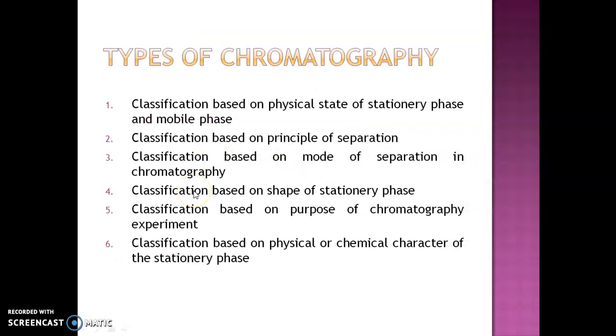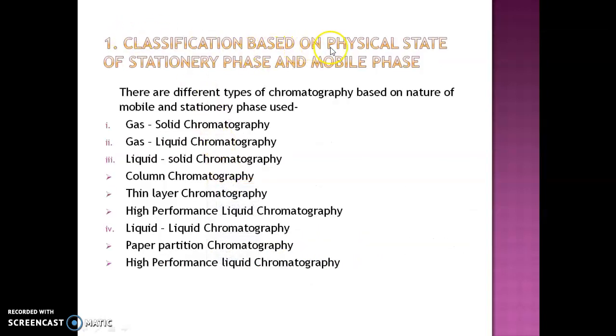What are the different types of chromatography? Here are six different types of chromatography, based on their different forms. First is the classification based on the physical state of the stationary phase and mobile phase. Another is the classification based on the principle of separation. Next is the classification based on the mode of separation in chromatography. Then it is also based on the shape of the stationary phase. Also it is based on the purpose of the chromatography experiment. Next it is based on the physical or chemical characteristics of the stationary phase. Okay, the first classification is based on the physical state of the stationary phase and mobile phase.